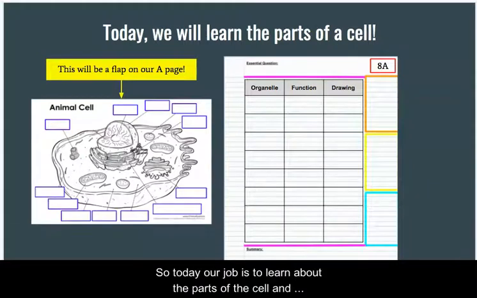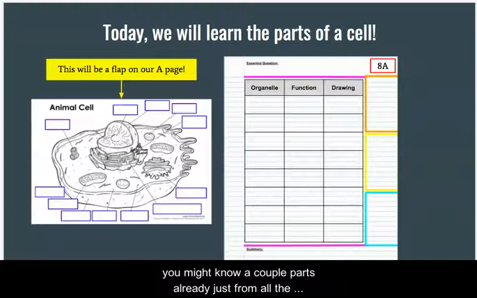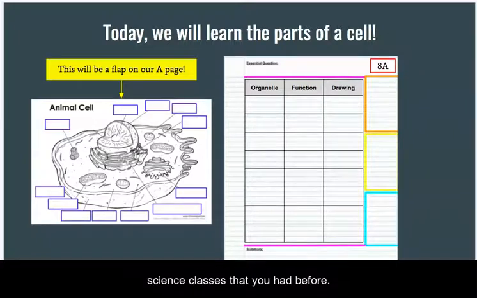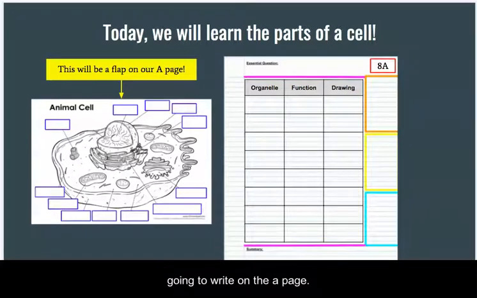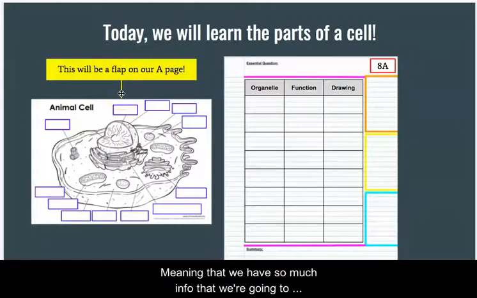So today our job is to learn about the parts of the cell. And you might know a couple parts already just from all the science classes that you've had before. But our entry today is a little bit unique because we're not only going to write on the A page, we're also going to have a flap, meaning that we have so much info that we're going to have our A page, which you can see on the right, have a table on it.